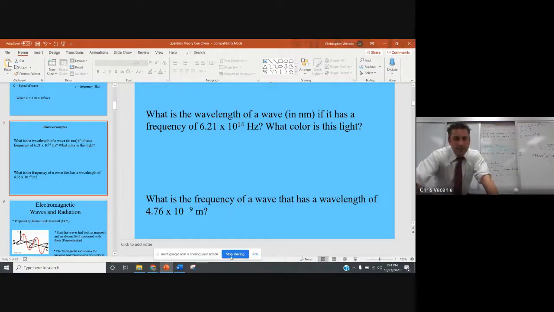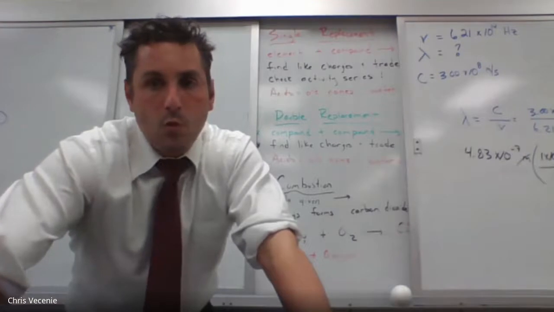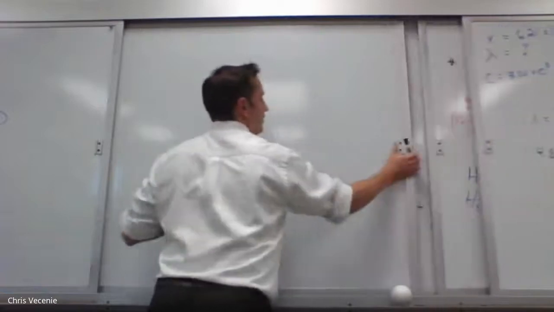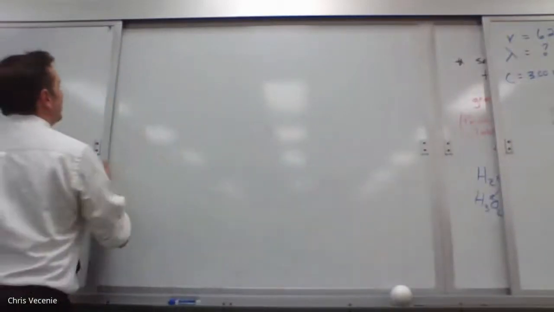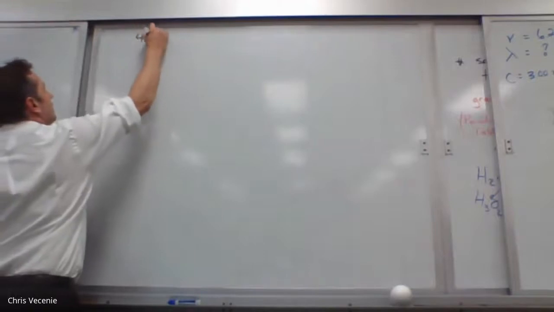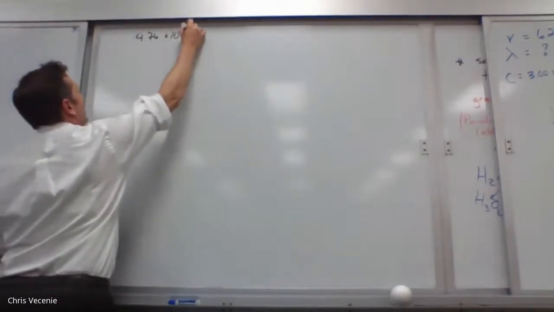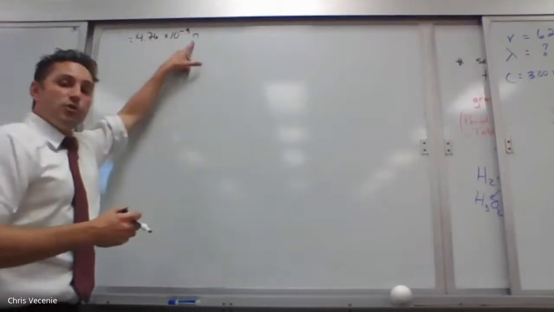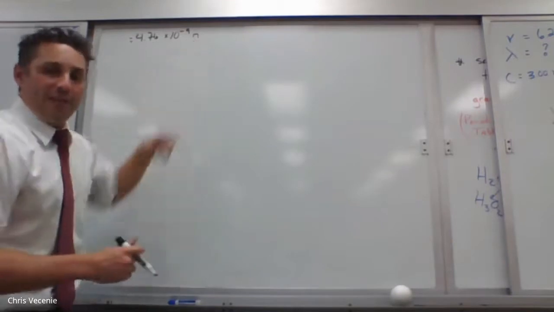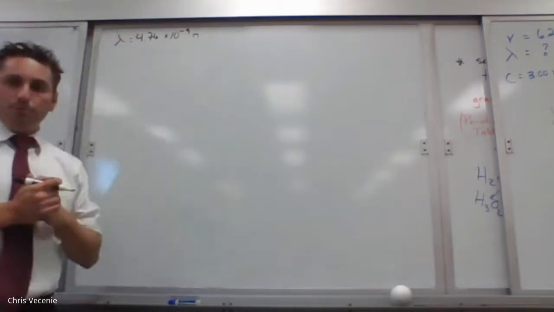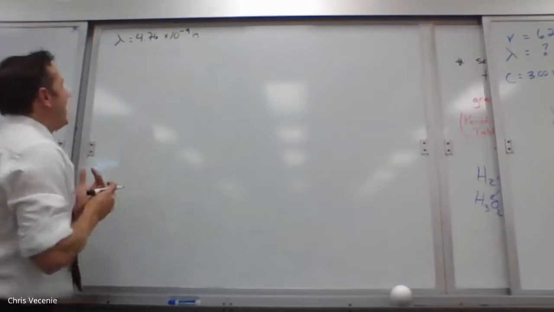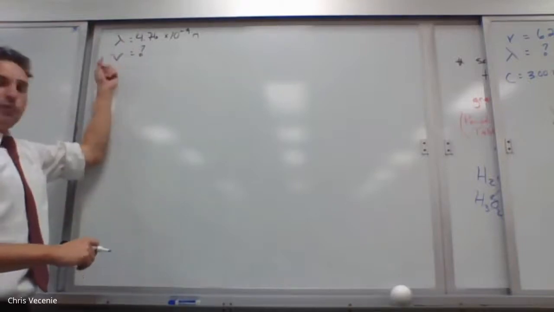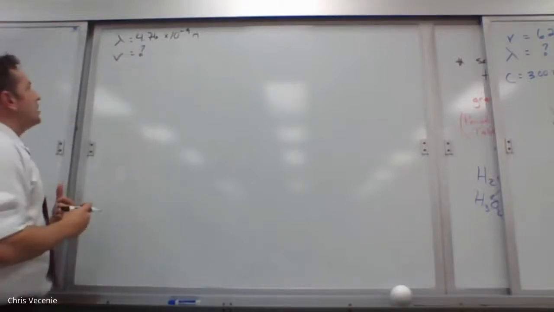So what I did was I first pulled out the number, and the number was the 4.76 times 10 to the negative 9th meters. Then I figure out what letter is that. Meters measures wavelength, and wavelength gets the lambda for its symbol. No more numbers, and then it asks me my question. What is the frequency? So question mark, frequency's letter is V. Right, so we do that.